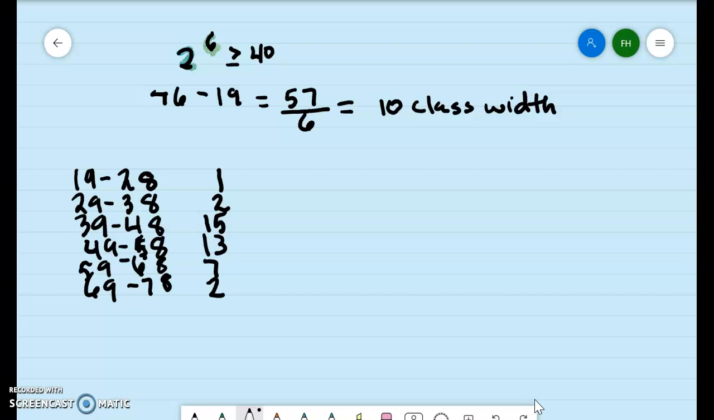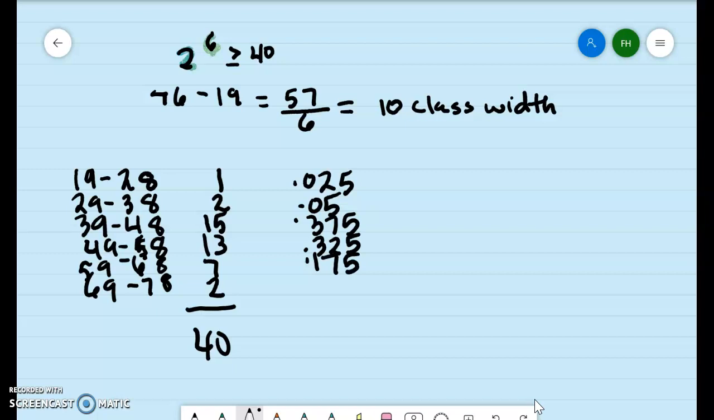frequencies. And what I did was I took that and I got my relative, which was 0.025, 1 divided by 40, 2 divided by 40, 15 divided by 40, 13 divided by 40, 7 divided by 40, and 2 divided by 40. So those are my relative.